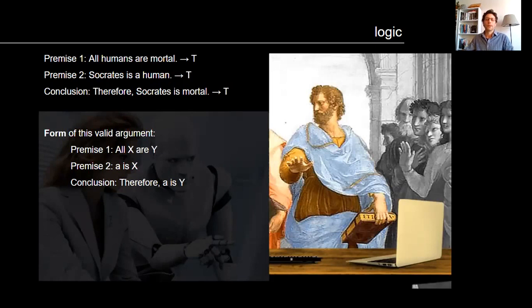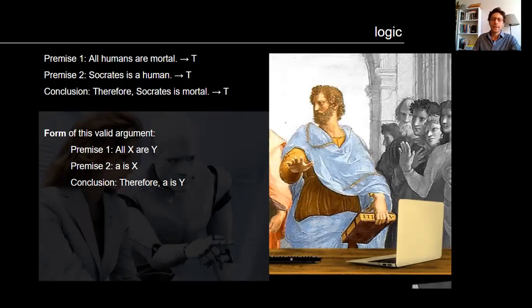Look at this form. Forms include these parameters, as you can see on the left-hand side, bottom corner. Here you see the parameters x and y and the small case letter a as the constant, and we have converted the valid argument on the top left corner into almost a ciphered sentence: all x are y, a is x, therefore a is y. So I replaced human, mortal, Socrates in the previous argument with x, y, and a, and I reached the form.